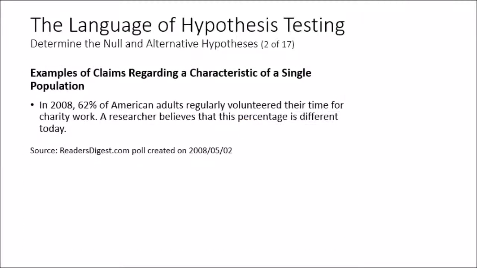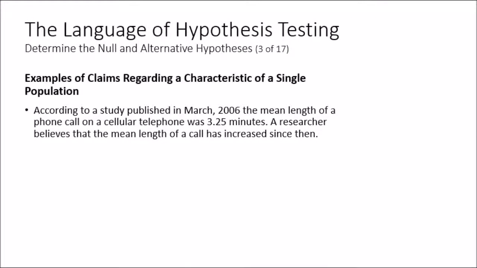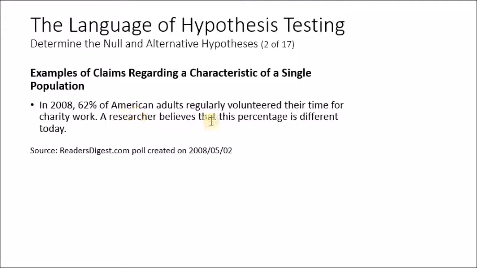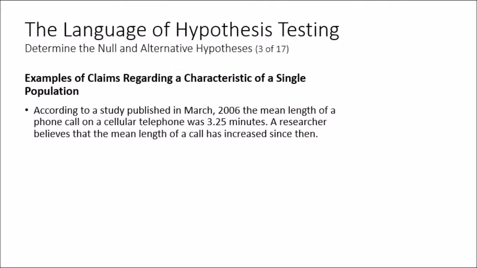Let's look at a different example. According to a study published in March 2006, the mean length of a phone call on a cellular phone was 3.25 minutes. A researcher believes that the mean length of a call has increased since then. So again, notice here the language: increased. So the claim here is that the length of a phone call has increased, versus in the old claim, the researcher believes that the percentage has changed or it is different today.